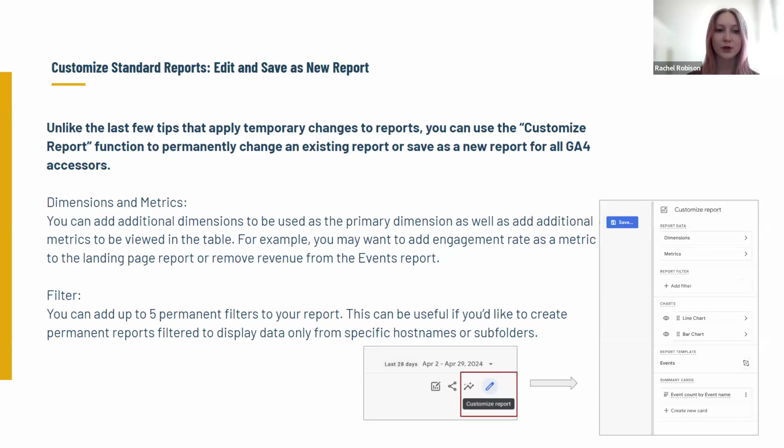You can also add your filters here. You can add up to 5 permanent filters to your report. And again, this would be a great place to add a filter to make the data specific to certain subdomains or subfolders.